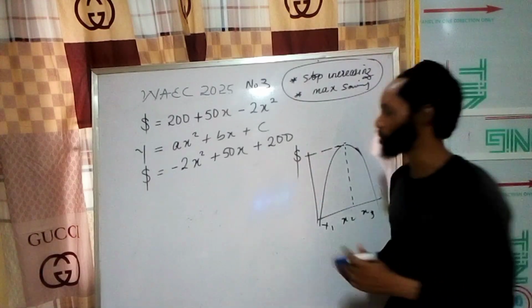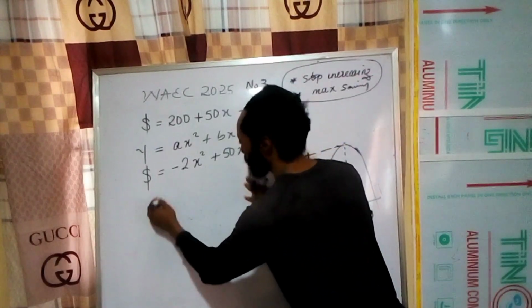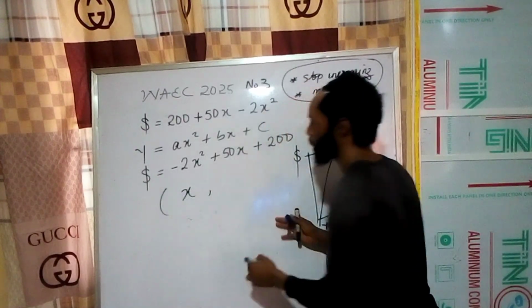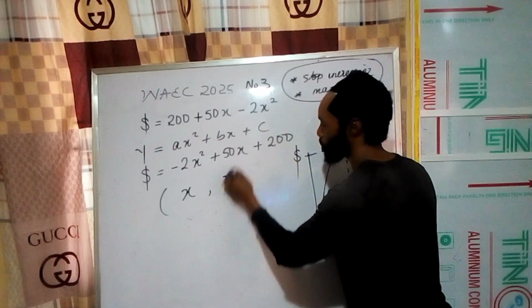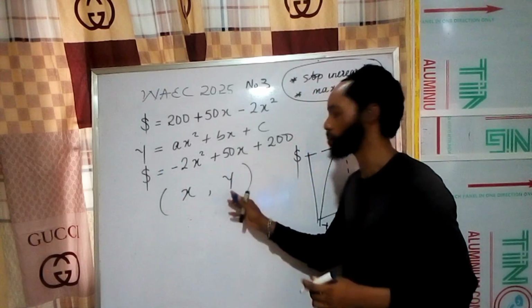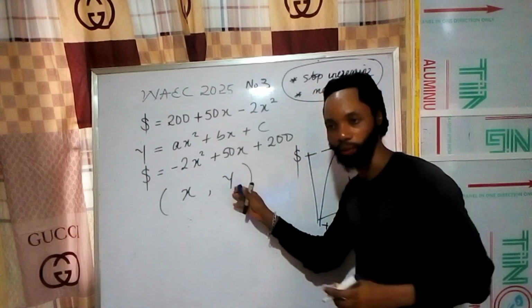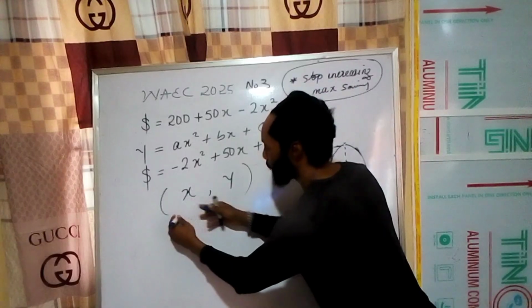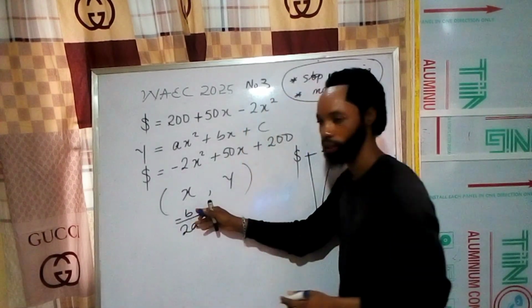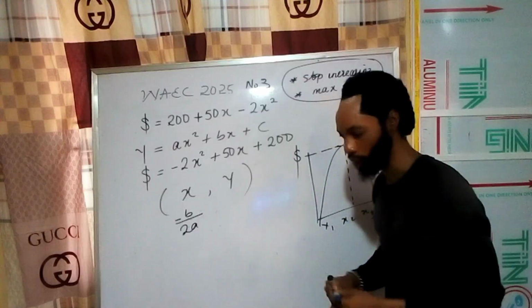So let's get down to this question. We have the line of symmetry, which is the x coordinate, and we have the minimum or maximum value, which is the y, depending on what we have. If it is negative, we have a maximum. If it's positive, we have a minimum. So the x is going to be minus b over 2a. Let's get our x straight up.